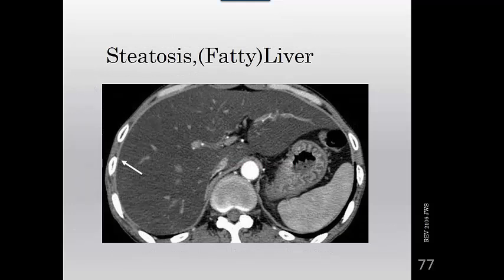This slide is an image of steatosis, and you can see how dark the liver is here compared to the spleen. A lot of times they're close to the same enhancement or color, if you would, but the steatosis causes the liver to become really dark.